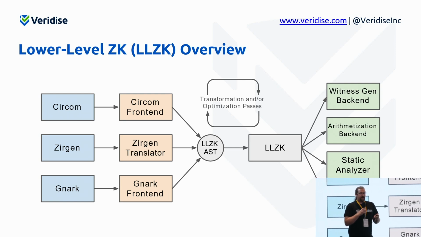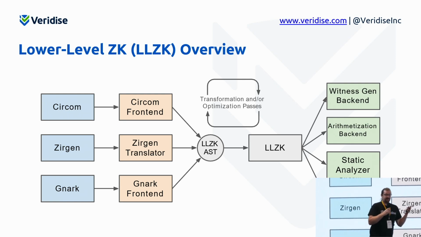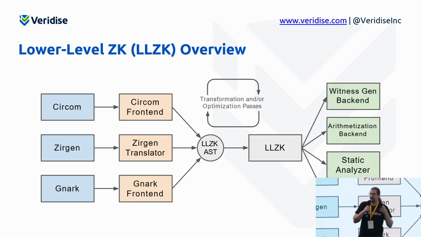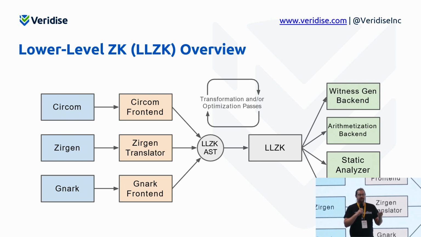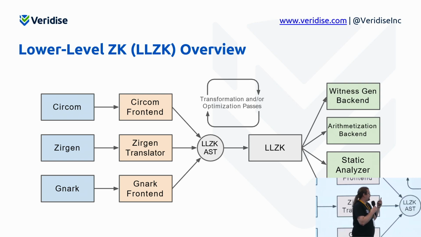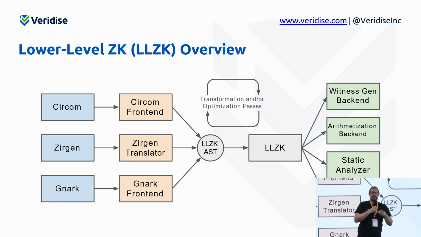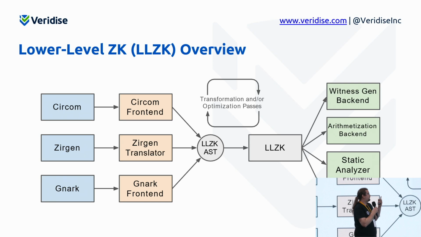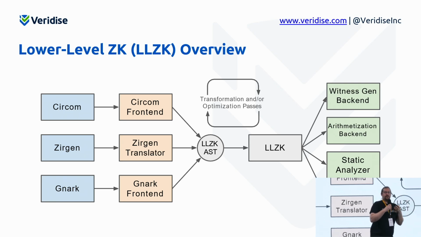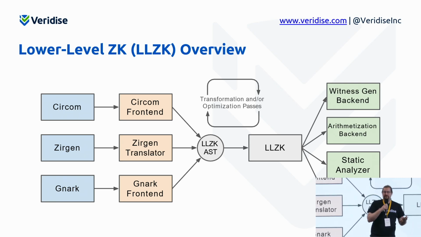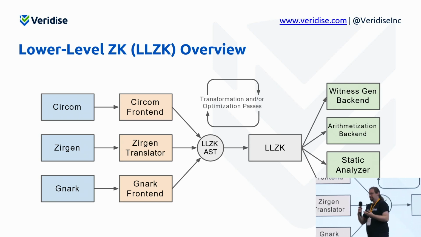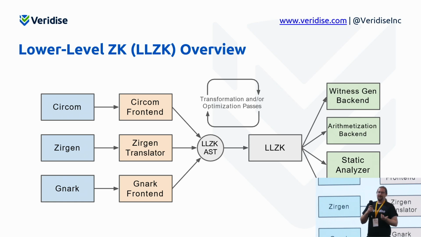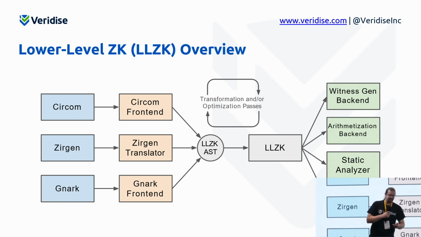And so this allows us to do a lot of things, which we'll talk about, but these transformations are something that's very common in typical compiler infrastructure. And it also allows us to take that lower level representation and use it in a lot of different ways. So we can use it to generate the witness generator. We can use it to generate different arithmetizations. And finally, we can use it for bug detection, which is the thing that we at Veridise typically do.